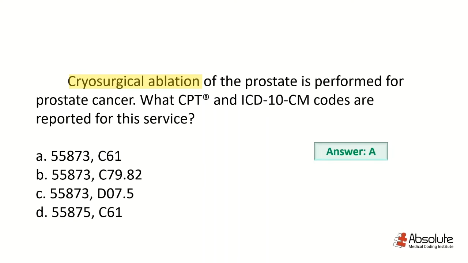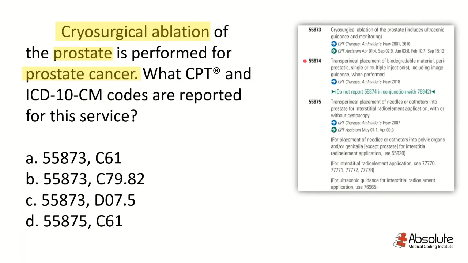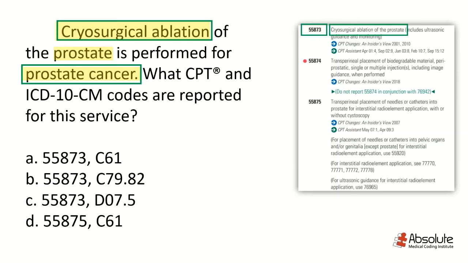Okay. So your answer is A. We have cryosurgical ablation of the prostate performed for prostate cancer. For code 55873, this is cryosurgical ablation of the prostate, and this is for prostate cancer. So already you see I knocked one out of there. This is correct, but remember we talked about earlier, this patient has prostate cancer. So we can go ahead and get rid of this ICD-10 code starting with a D, because this person has a diagnosis of cancer.